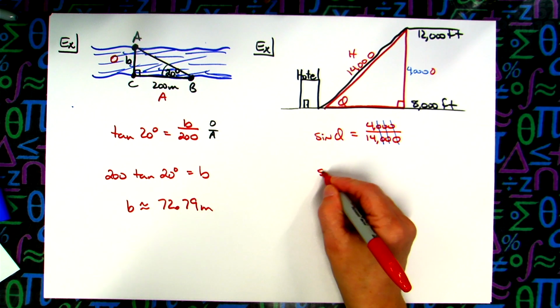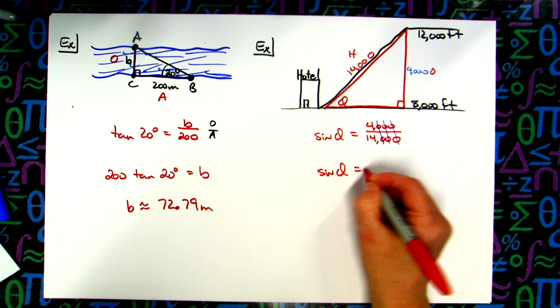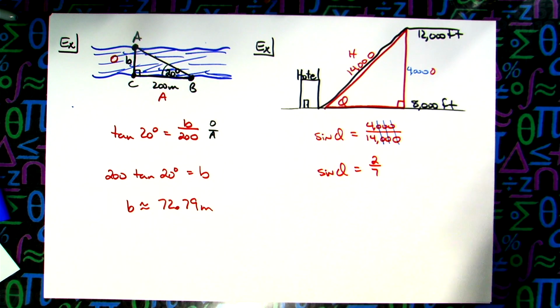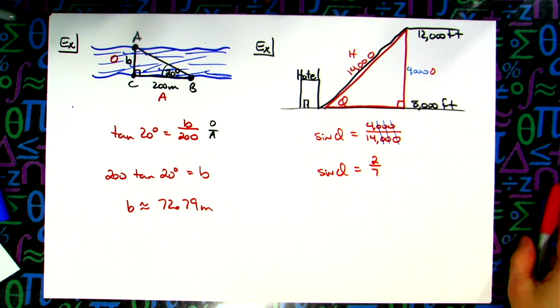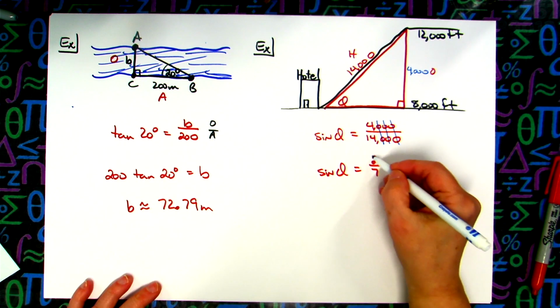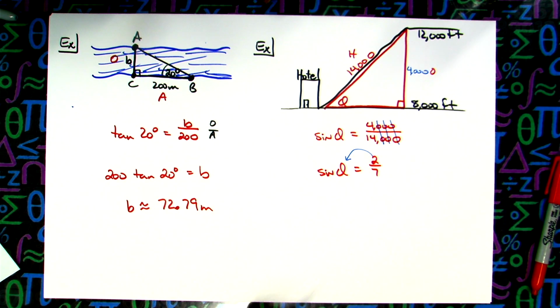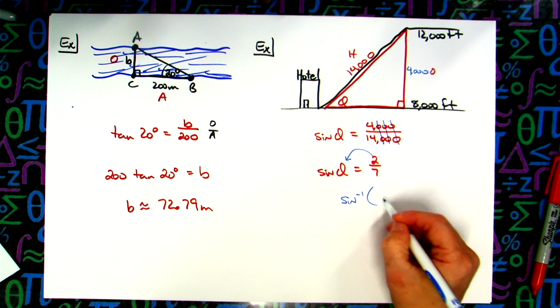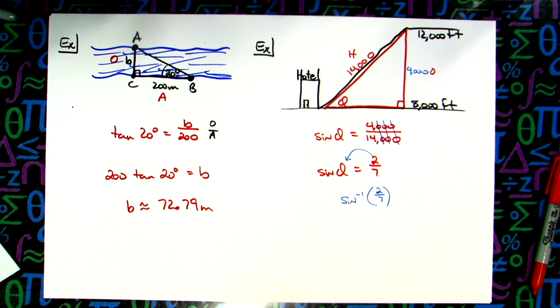Not that it makes any difference. I wouldn't have had to do any of that. It makes the numbers smaller. Now I'm trying to find the angle. When I go backwards and I try to find the angle, which button on the calculator do I hit? Inverse. So I'm doing the inverse sine of 2/7, and then that should give me my angle.